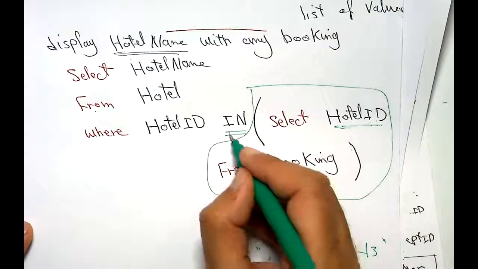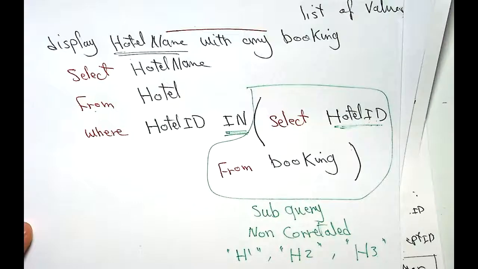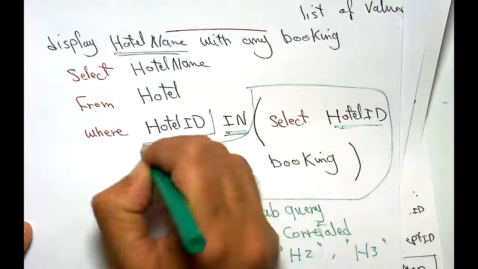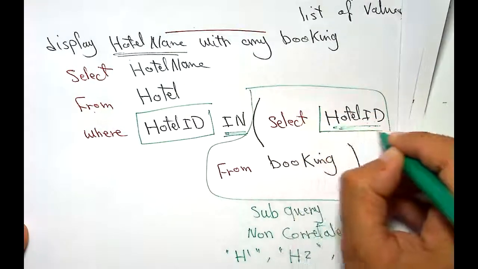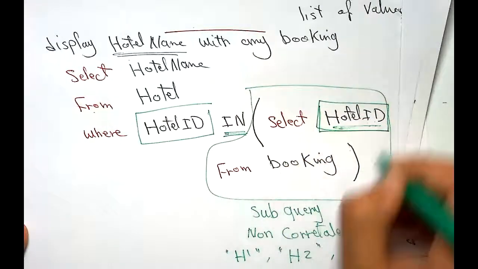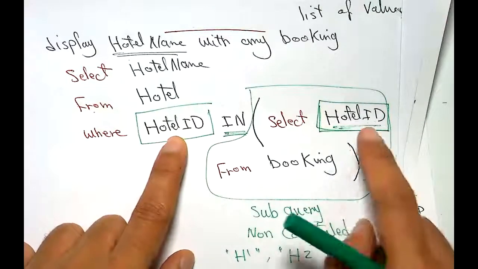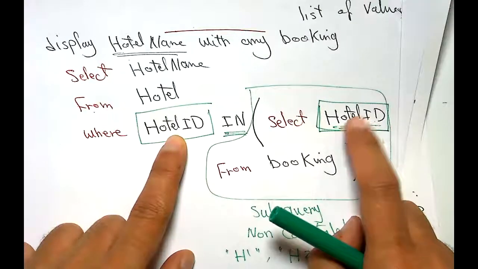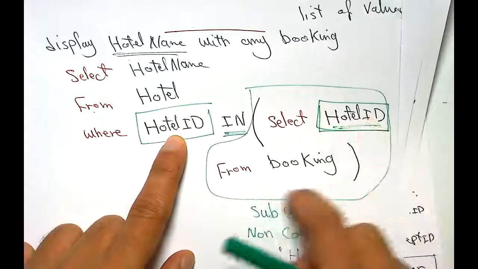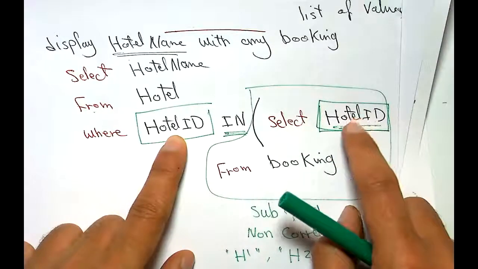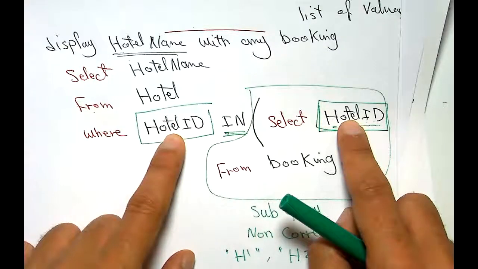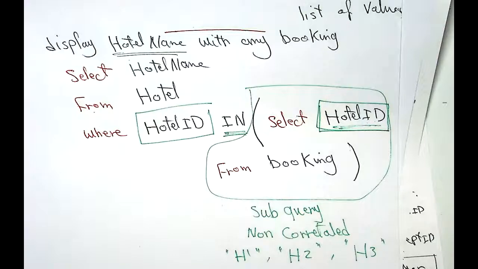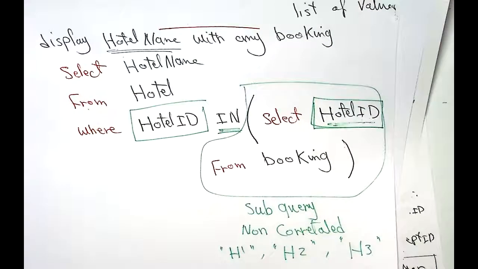When we use in, make sure that this field, hotel ID, is the same as the one returned from the inner query or the subquery. So this hotel ID should be the same as this one. This is very important: the inner query or the subquery will return a field exactly matching the field in the where. Okay? What is the other keyword we have, which is called exists?